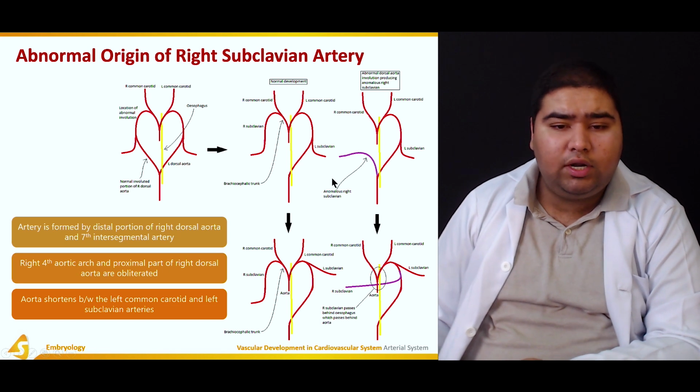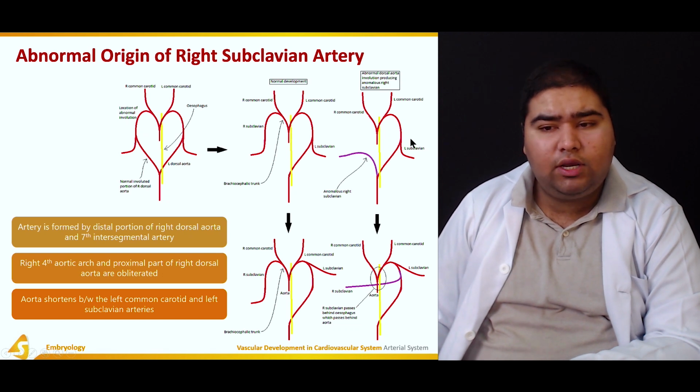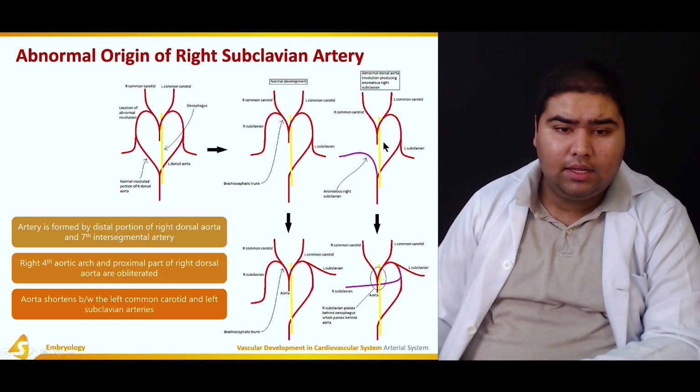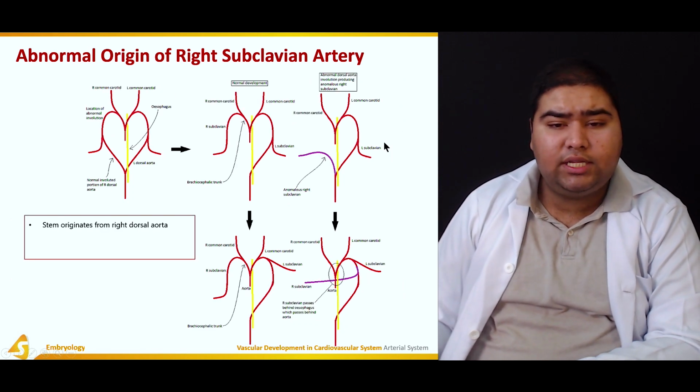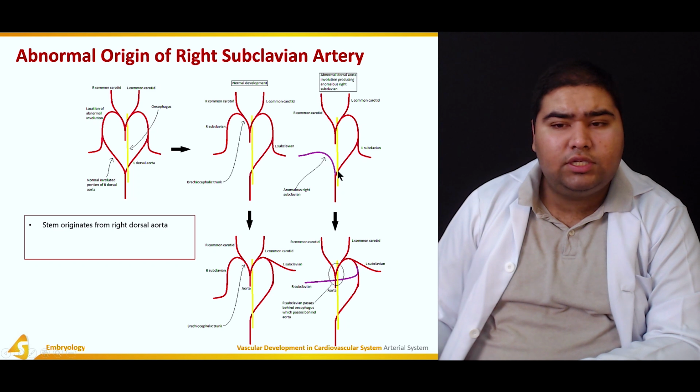So the aorta shortens between the left common carotid and the left subclavian. So there's shortening of the aorta between the left common carotid and the left subclavian arteries. Now the stem originates from the right dorsal aorta. So here you can see it is originating from the right dorsal aorta.